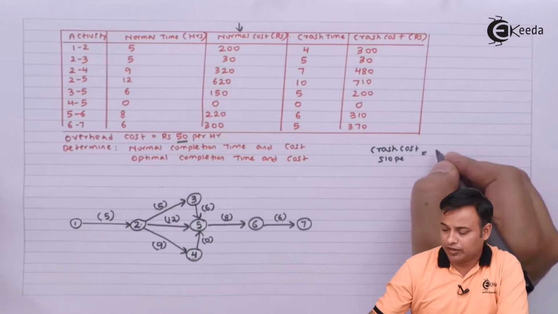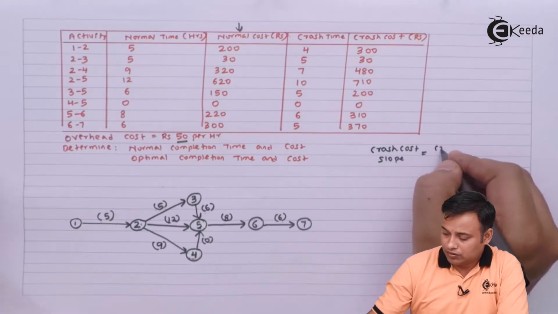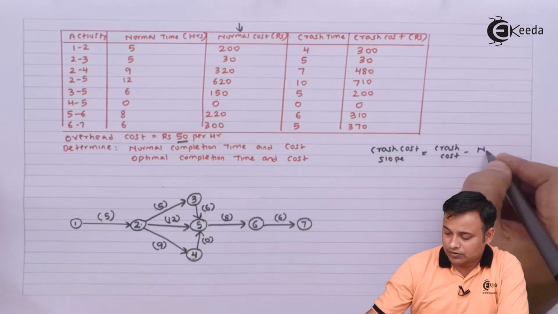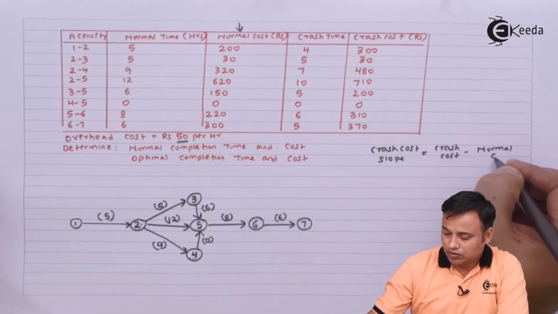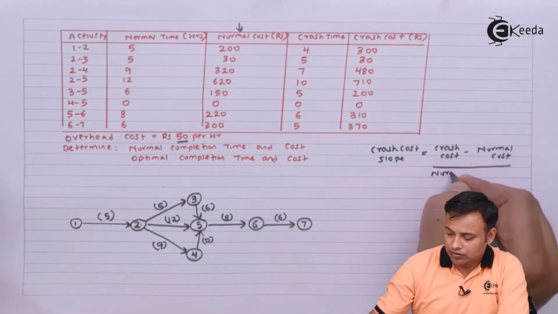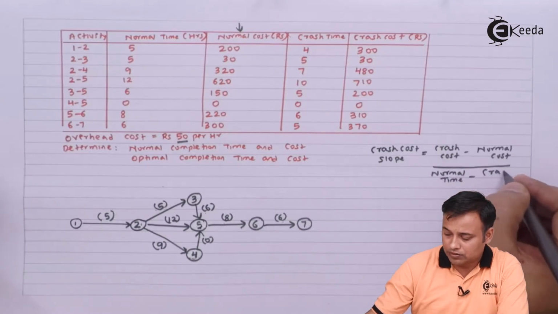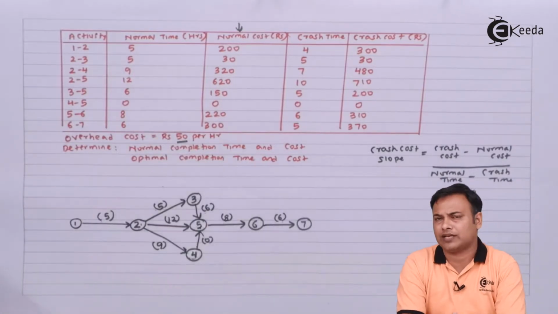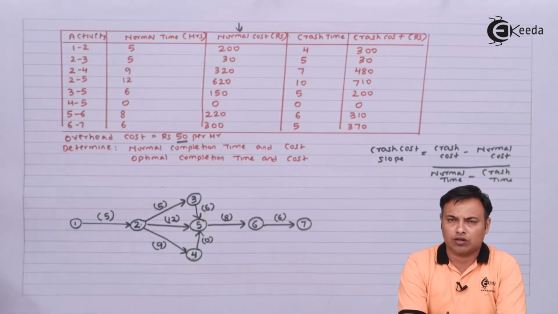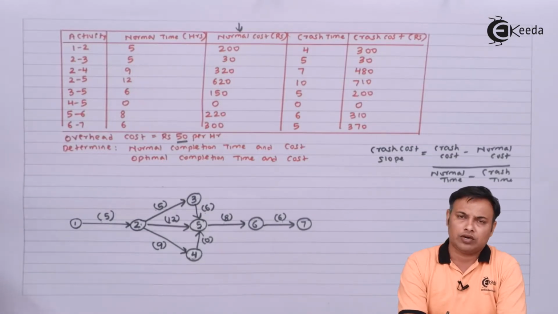So the formula will be crash cost minus normal cost divided by normal time minus crash time. Well, you can just remember the formula as difference in cost upon difference in time. Upar crash cost aur normal cost ka difference lo, niche normal time aur crash time ka difference lo, that's it.